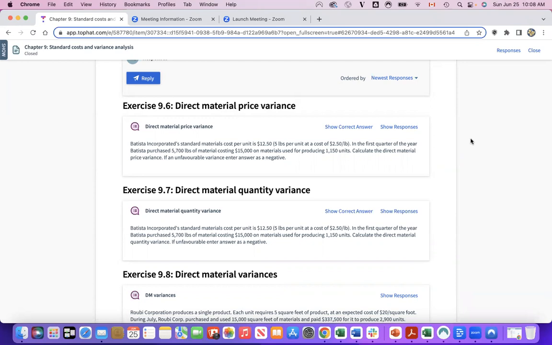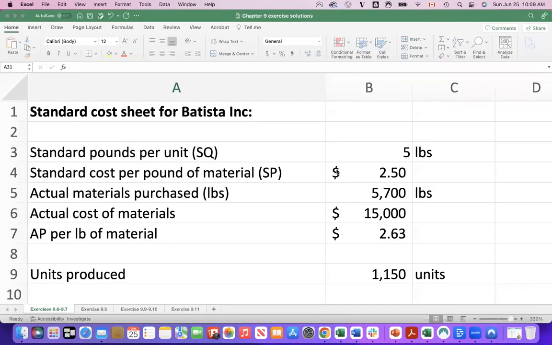In the first quarter of the year, Batista purchased 5,700 pounds of material, costing $15,000, on materials used for producing 1,150 units. Based off of that information, we can calculate both the direct material price variance for 9.6 and the quantity variance for 9.7. So I reproduced some of the information given in the question.